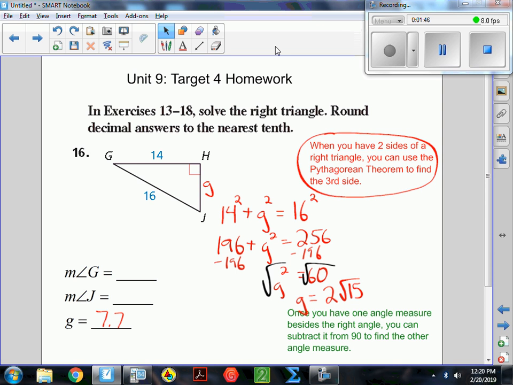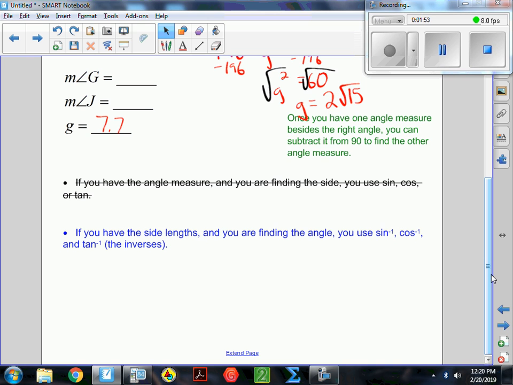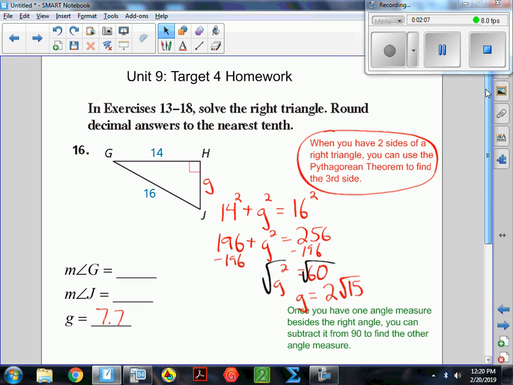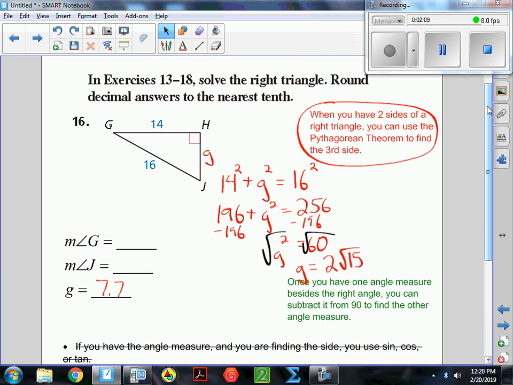Next, I want to find the measure of angle G and the measure of angle J. Solving the triangle means find all the sides and angles. So the summary that we had in class was whether or not you're looking for sides or angles. I highlighted in blue for this one. If you have the side lengths and you're finding the angle, you're going to use the inverse sine, inverse cosine, inverse tangent. So I have the side lengths. I'm specifically going to use the 14 and the 16 just in case I made a mistake while I was finding g. That way I'm using accurate numbers.